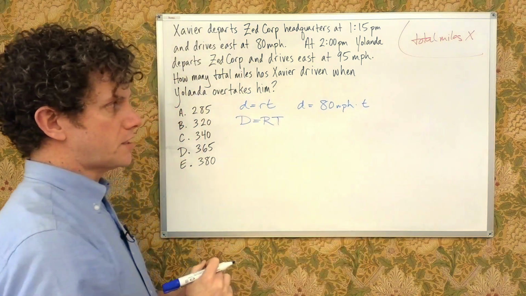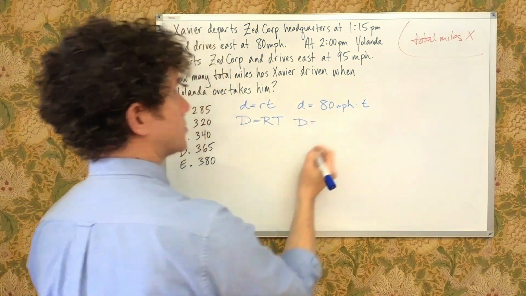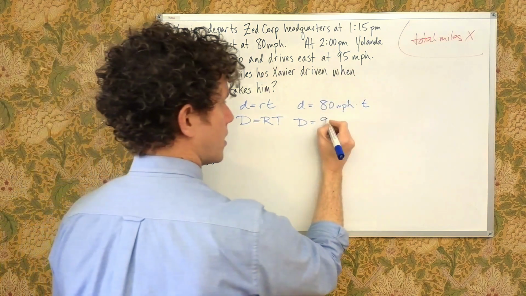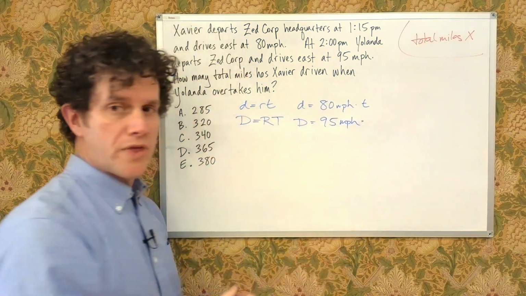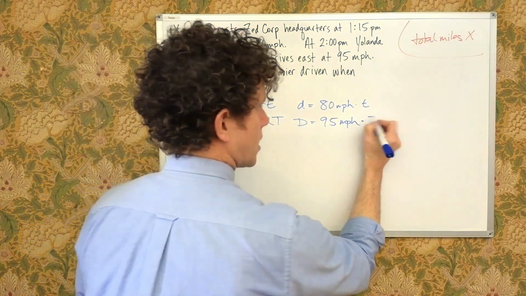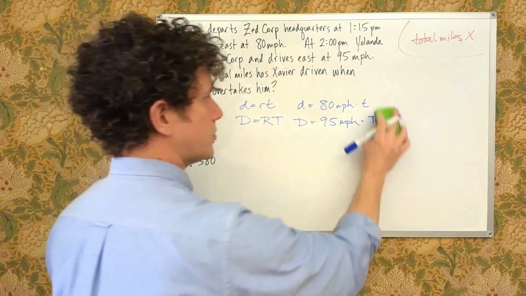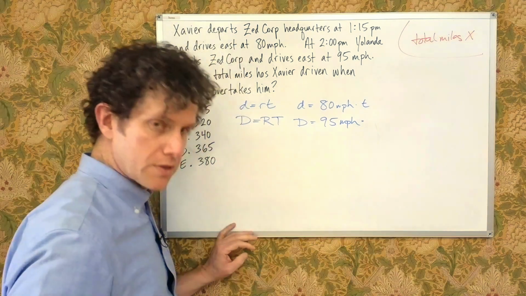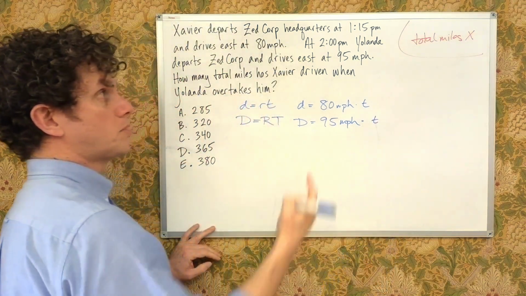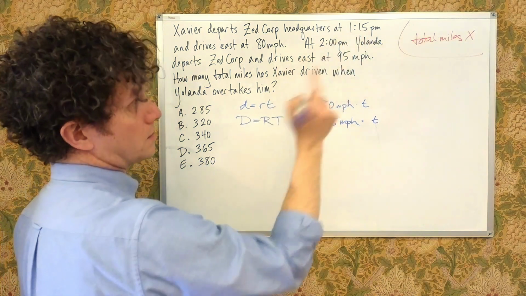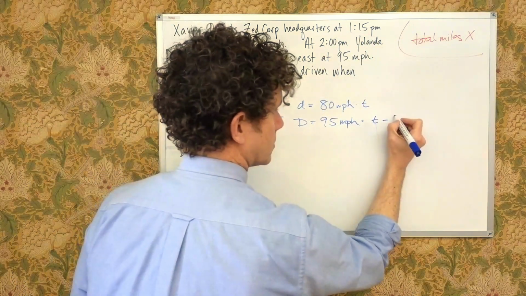That's t. And when Yolanda drives, she covers some distance. She's got a different rate. She's got a higher rate. And how long does she drive? Well, we don't know that either. We don't just have to call it capital T because we know how it relates to Xavier's time. It's the time Xavier drives plus, minus 3/4 of an hour.